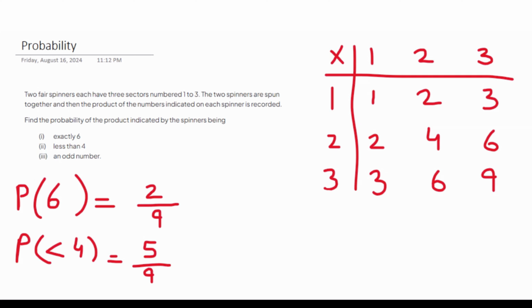The third is we need to find out an odd number that we see in the outcomes. So we would say probability of odd. So how many odd numbers do you see? 1, 2, 3, and 4. So in total 4 out of 9 outcomes are odd outcomes. So this is how you would solve this probability question.